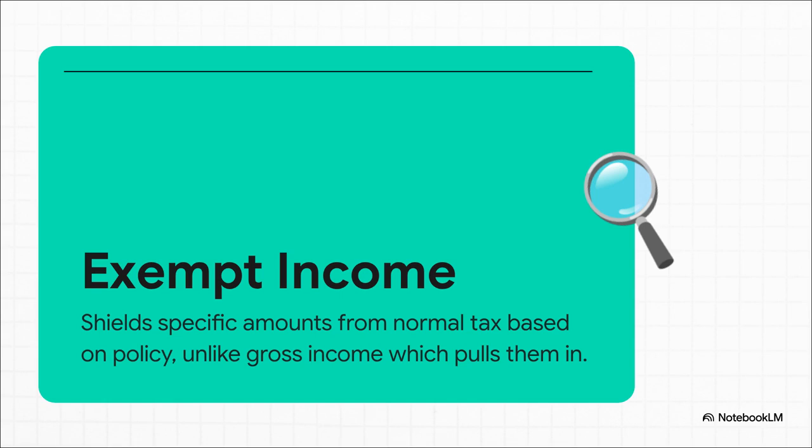The absolute golden rule here? You must always, absolutely always test an amount against the Section 1 gross income definition to pull it in before you apply the Section 10 or 12T exemptions to shield it. Don't put the cart before the horse.